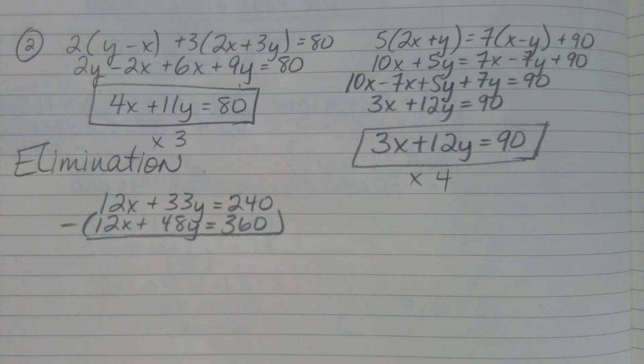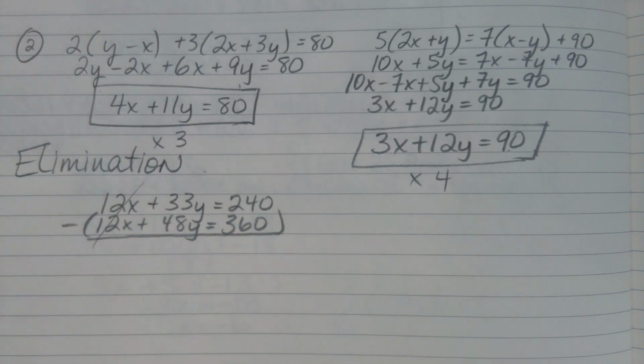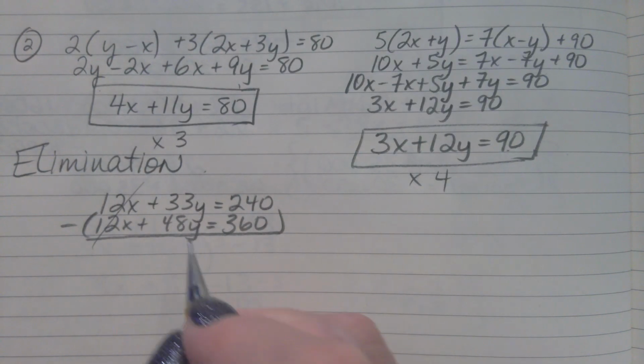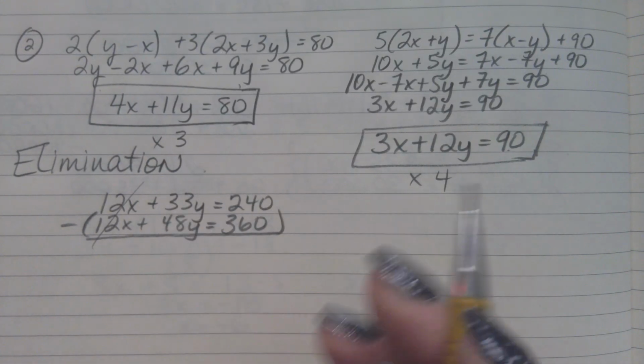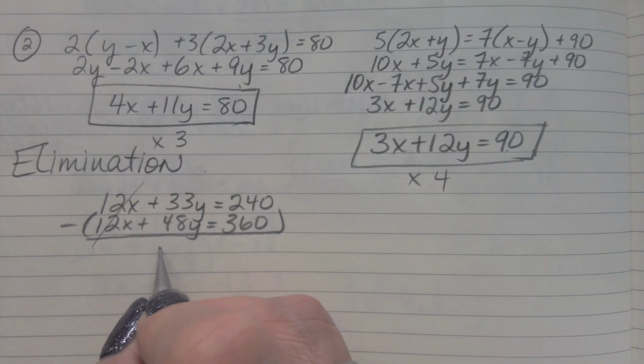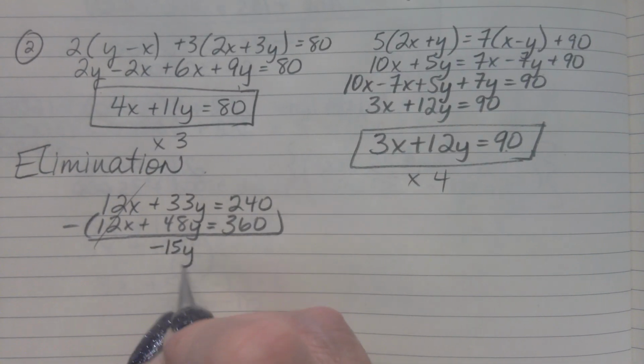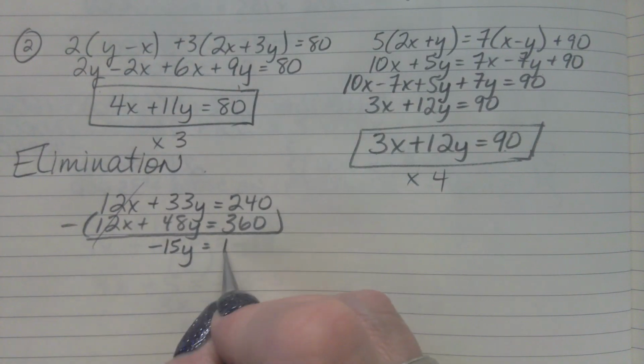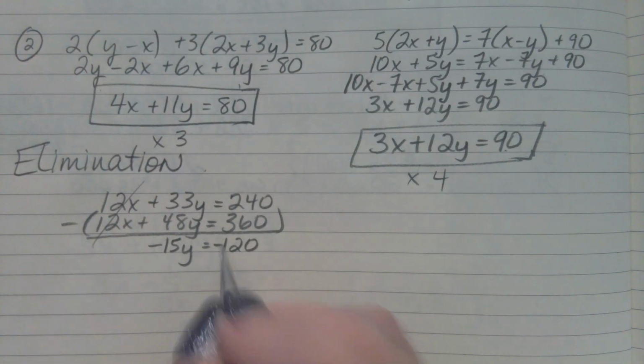Now we subtract, right? It's 12x minus 12x. I want to eliminate my x's. So 48 subtract 33 gives me, I'm just going the other direction so I don't have to think about minuses, negative 15y. And 1, 2, 0, and it's negative.